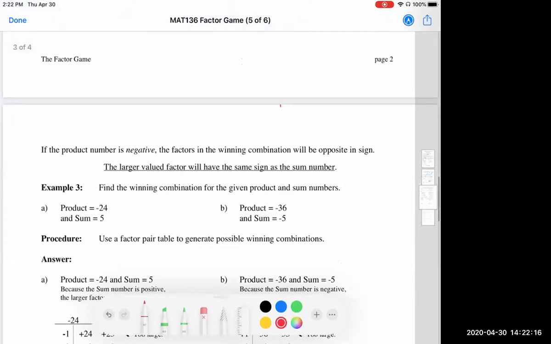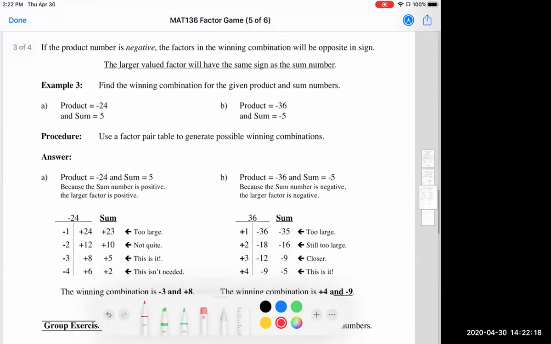All right, let's go to example 3. If the product number is negative, the factors in the winning combination will be opposite sign. So again, if I'm multiplying and I want a negative, right? We see this negative right here. I can only get a negative by a negative times a positive or positive times a negative. Regardless, they have to be different signs.